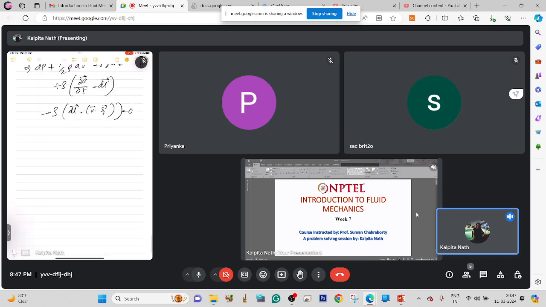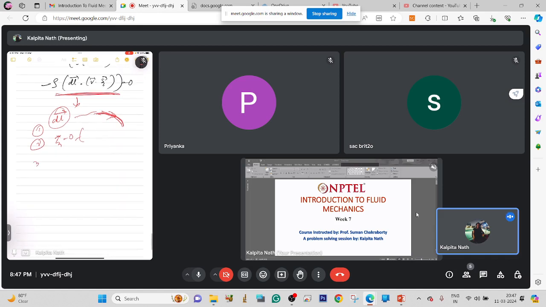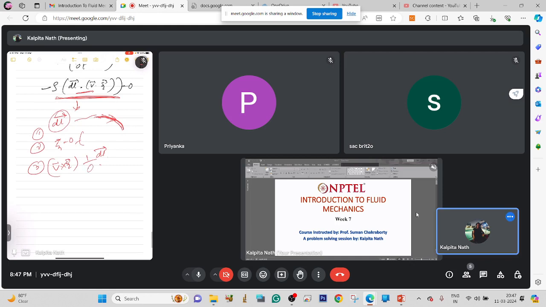Now this part can be 0 in many cases. This can be 0 when dl vector is along the streamline, that is, the line vector is along the streamline. Then point 2 is when zeta is equal to 0, that means the flow is irrotational, right? And the third one is when v vector cross zeta vector is perpendicular to dl. If this is perpendicular to dl, then their dot product will be 0.